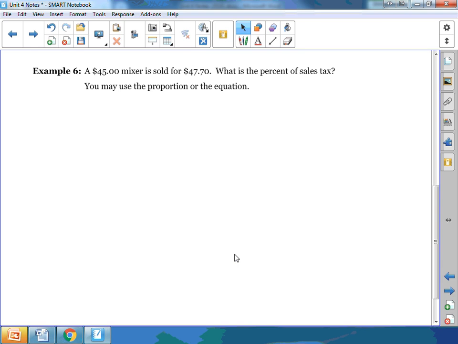Yeah, since the part was greater than the whole, you're going to get a percent over 100, but then you have to remove the 100 that you would have paid normally. Yeah, so you subtracted, is what you did. Good. Okay.